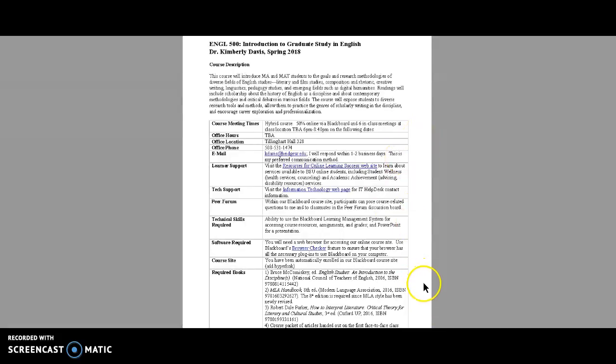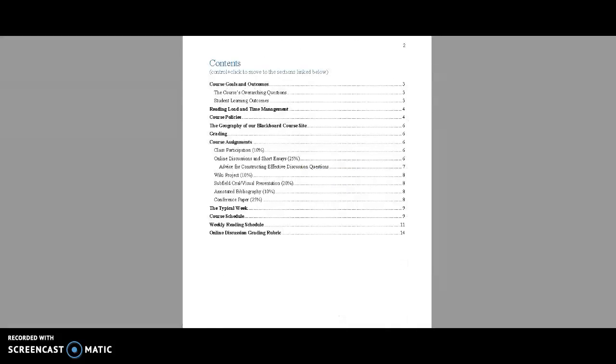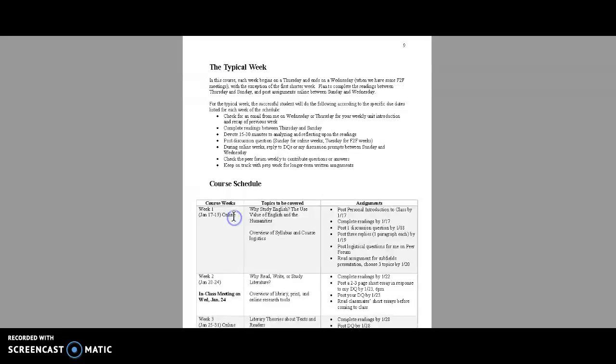the books for the class, software and technical skills that students might need. Page 2 is a table of contents, and I did my best to set this up so that it also has live links to the sections, the course goals and outcomes, course policies, grading, assignments, etc. This course schedule, the weekly reading schedule. So for example, if you just click on this, it takes you right to the course schedule.